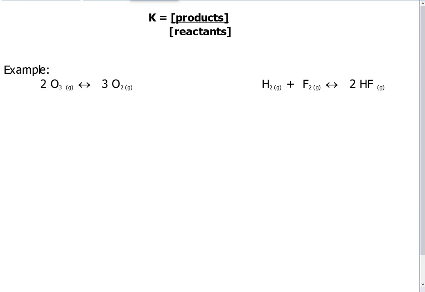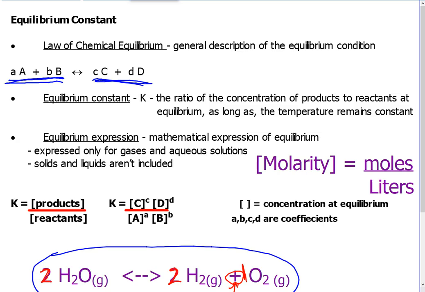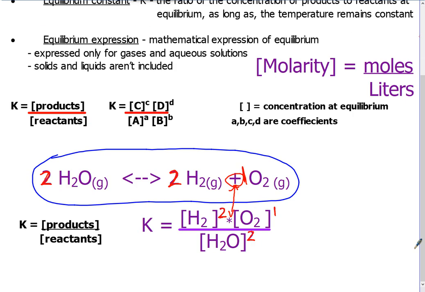Now what I want you all to do is try to set these up. What's the product? What's the reactant? I can go back. So the products go on top, the reactants go on bottom. If it has a coefficient, that becomes the exponent, right? So try the next two examples on your paper involving oxygen and hydrogen and fluorine. Try to set those up. I'm going to pause here.